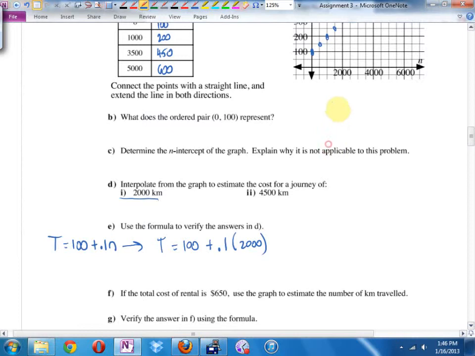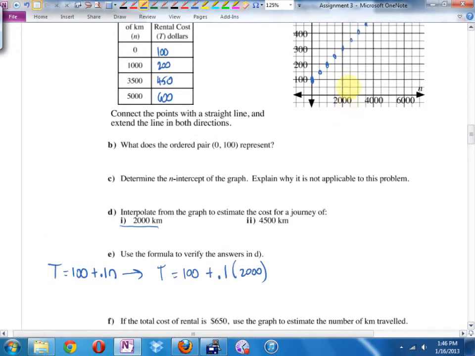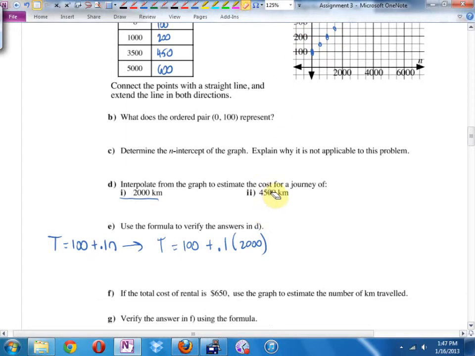And I think if I look at my graph, 2,000 kilometers is $300. I'm right. Is that okay, Darian? Yep. So that's what you're going to also do for this second one here. Put a 4,500 in right there and crunch the numbers. Not only can I give you N, Amber, and say find T, I can also reverse the process. I can give you the total cost and say, how far can you go?